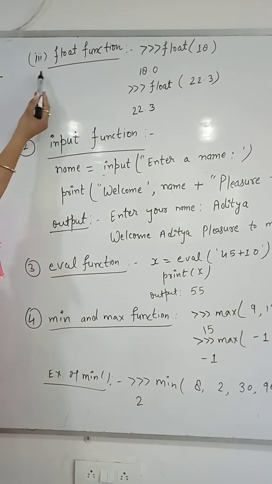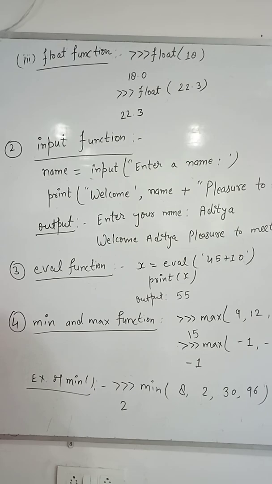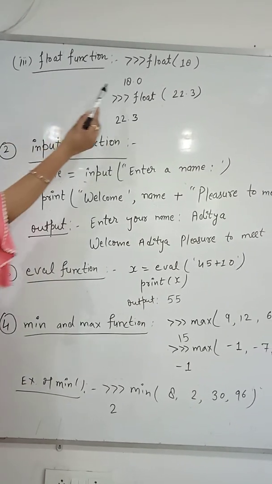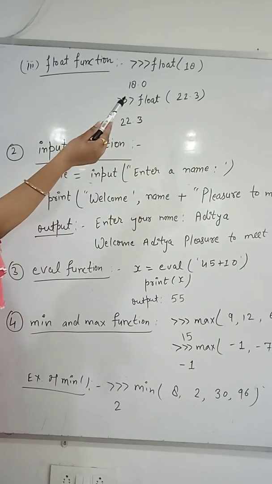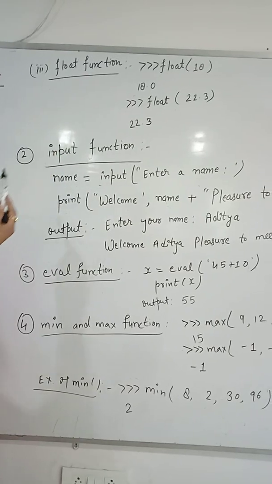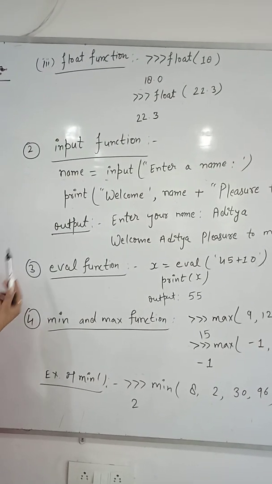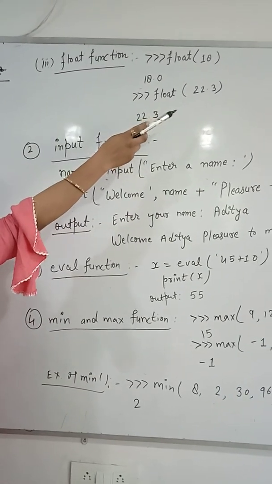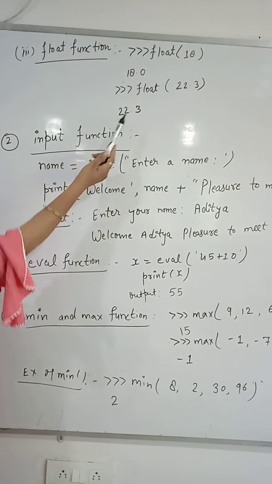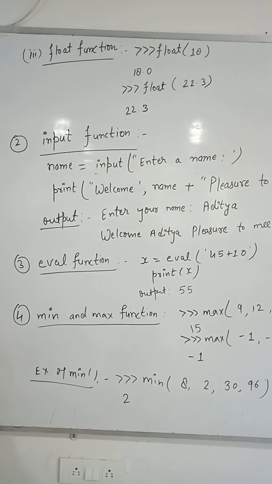The next function is float function. Float function is used to convert the data into the float value. Okay, students, so now let's see the example here. We have written float(18). 18 is an integer value. So when we write the float function, it will convert the data into the float. So the output will be 18.0. Next example, float(22.3). 22.3 is already a float value, so the output will be the same, students, that is 22.3. So this is the working of float function.